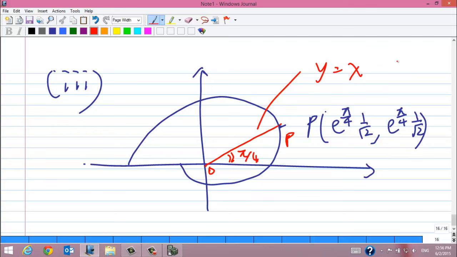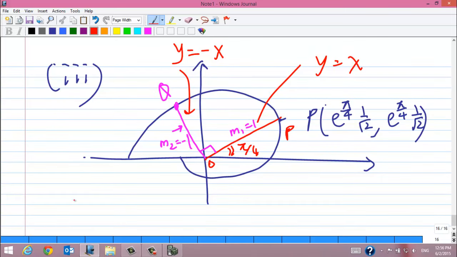Then the question says there is a Q also on the curve such that angle POQ is pi over 2, so OP is perpendicular to OQ, and OQ makes an obtuse angle with the positive x-axis. Obviously, in this case Q should be here. If this gradient m1 equals 1, then m2 should be minus 1. So this implies the equation is y equal to minus x, because the gradient is minus 1. So OQ is y equal to minus x.